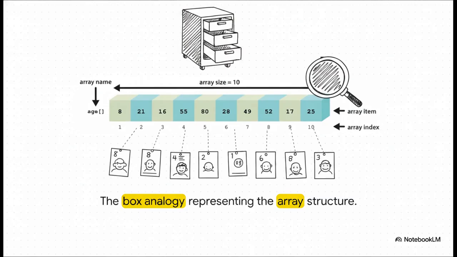It really helps to think of an array as a row of connected storage boxes. Take this array, for example. It's named age, and it has a size of 10. Each box holds a specific item. But the absolutely crucial part here is the number sitting below each box. That is our array index. If we want the first age, which is 8, we just look at index 1. If we want the last age, 25, we look at index 10. It is a perfectly organized filing system where every single piece of data has an exact numbered address.